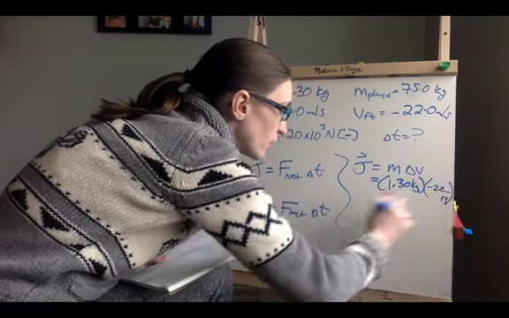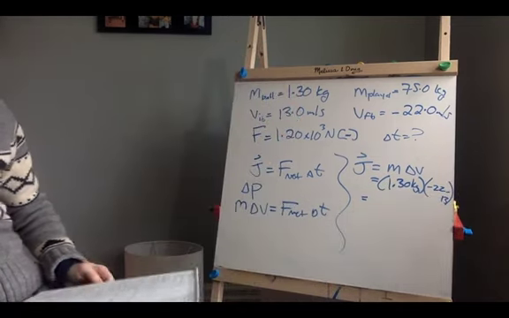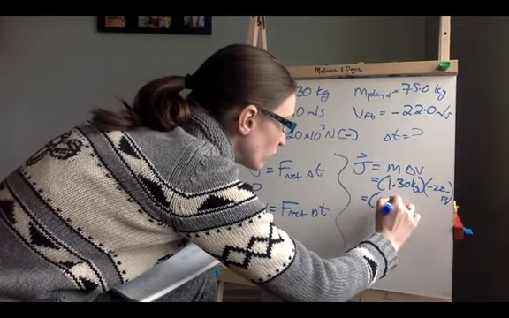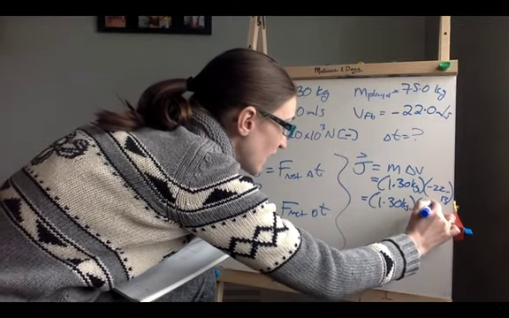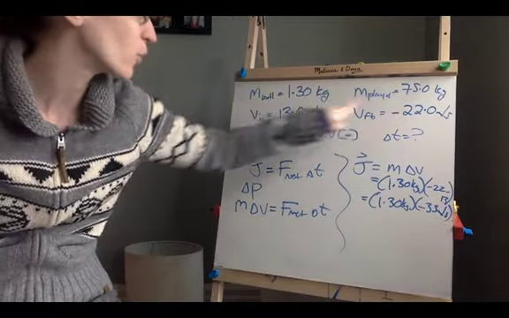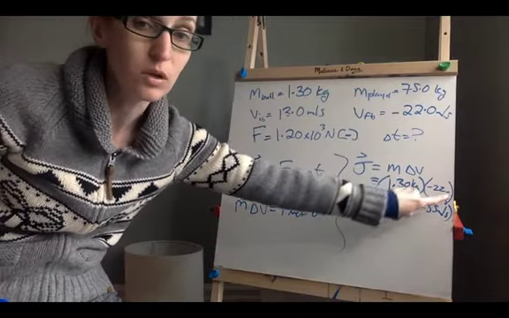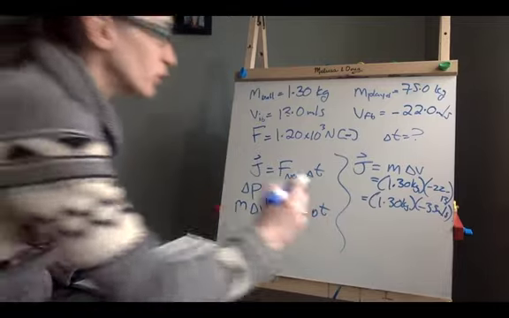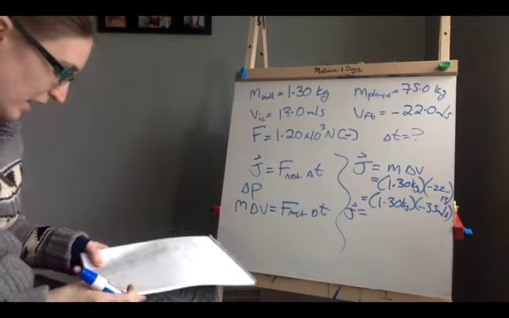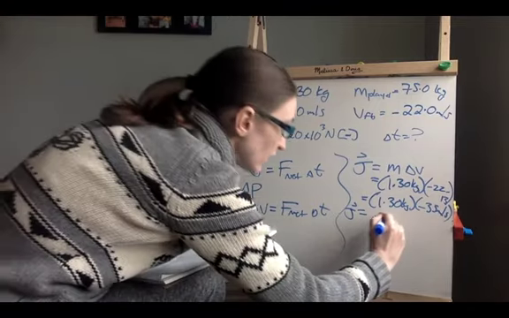Oh, this board is not big enough. Okay, so it's negative 22 minus 13. When you do that, you get a value of negative 35. So what you get is 1.30 kilograms times negative 35 meters per second. Multiply those together, and you get a value of the impulse as negative 45.5 newton seconds.